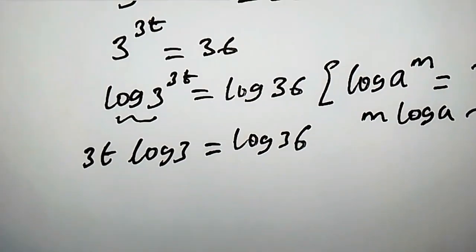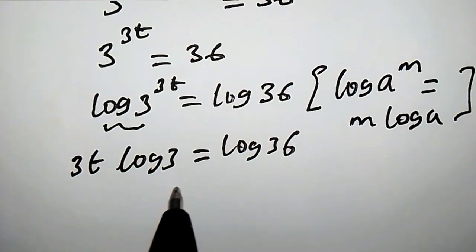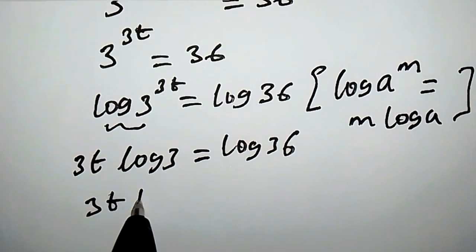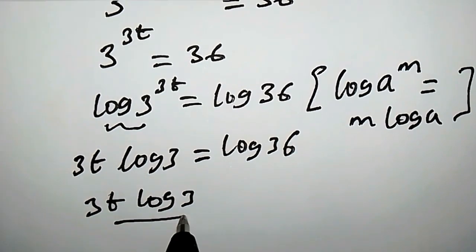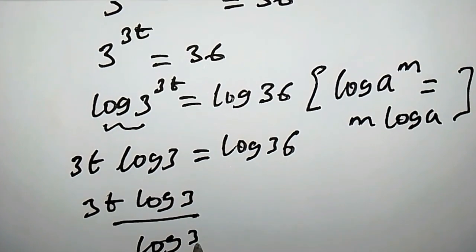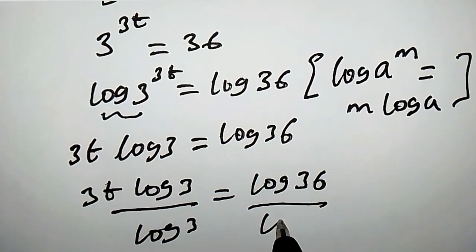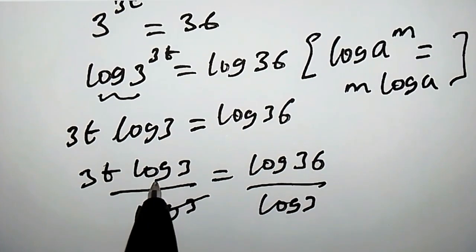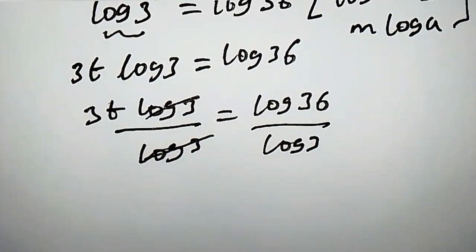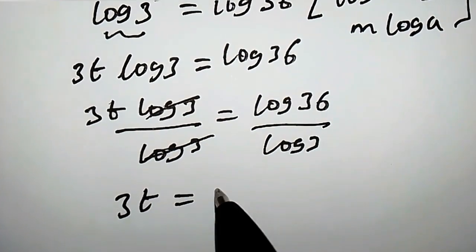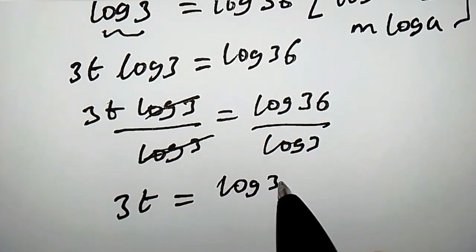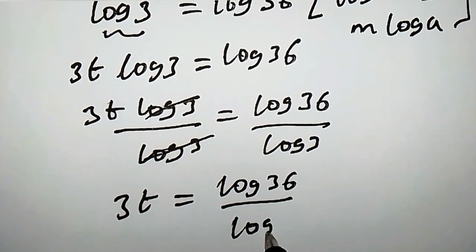Let's continue. Let us divide both sides by log 3. So we have 3t times log 3 divided by log 3 equal to log 36 divided by log 3. Log 3 cancels log 3 on the left side. We are left with 3t equal to log 36 divided by log 3.